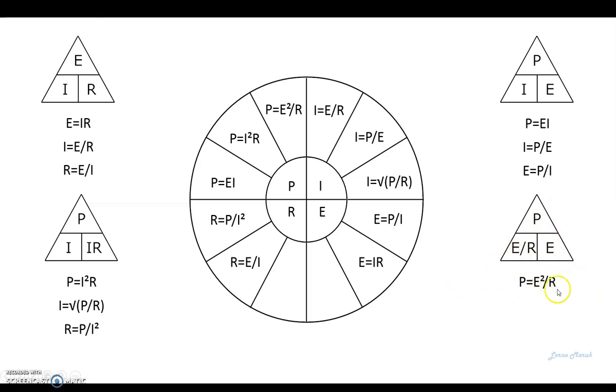And then we transpose this formula to solve for the other 2. And when you do transpose, basically we just swap spots with P and R. So R equals E squared over P. And then last one, E equals the square root of P times R. Now once again, the brackets, you do the math first inside the brackets and then square root. And this completes the power wheel.